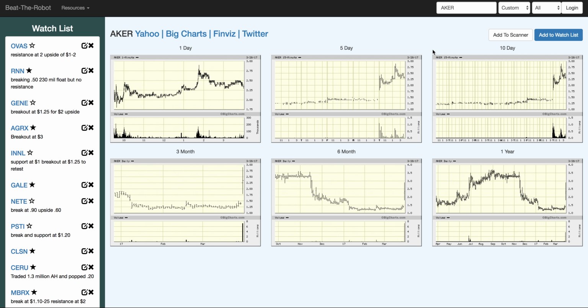What's interesting to me is that it was hovering around 150 the last 2 days before it popped today, right? What I do every day when I scan is I go through the 5-day chart and then I go through the 10-day chart. And then I look at what's trending. And sometimes I forget to look at the 3-month or the 6-month, 1 year.